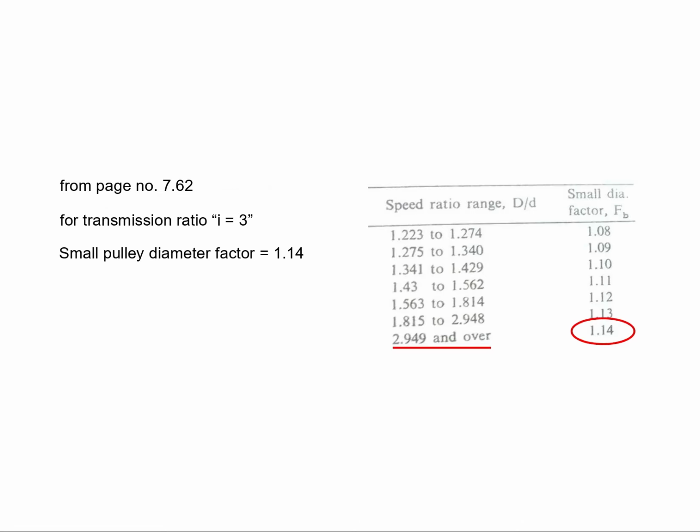Next, from page number 7.62, the smaller pulley diameter factor is available. For our velocity ratio or transmission ratio i equal to 3, it is given as 1.14. A small table is available on page number 7.62. The table name is speed ratio range D by d and smaller diameter factor Fd.